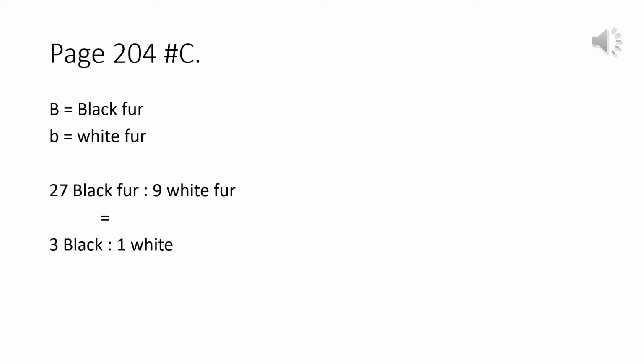Math class, reduce down to its lowest common denominator. Divide both sides by 9. 27 divided by 9 is 3. 9 divided by 9 is 1. This is going to be a 3-to-1 ratio.